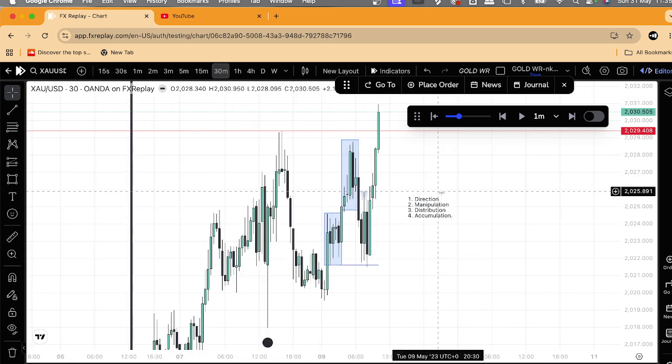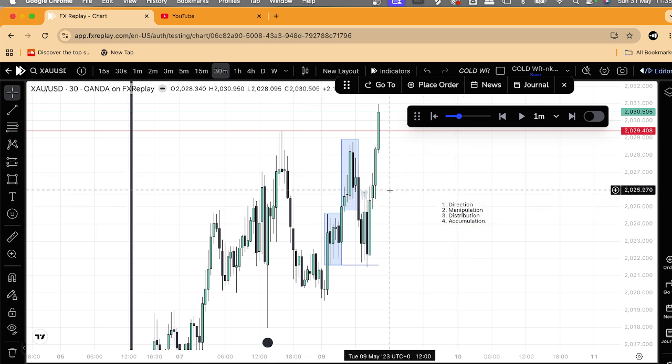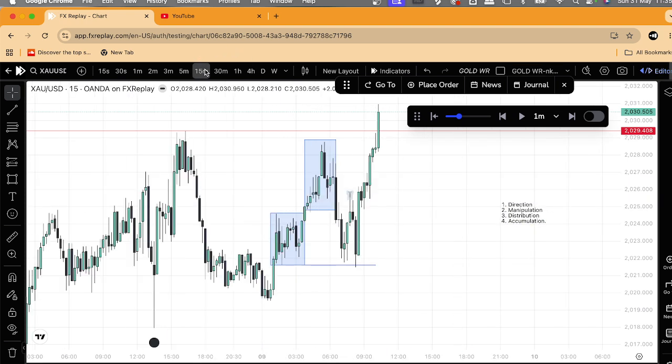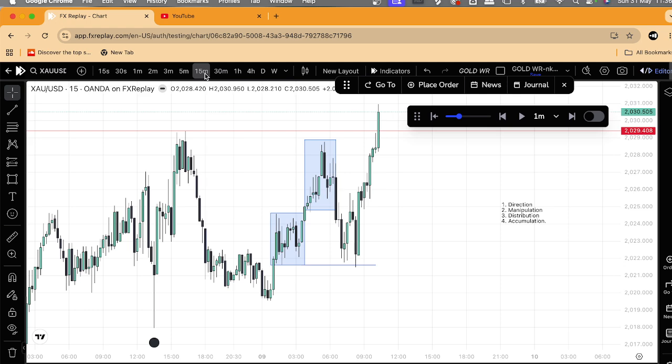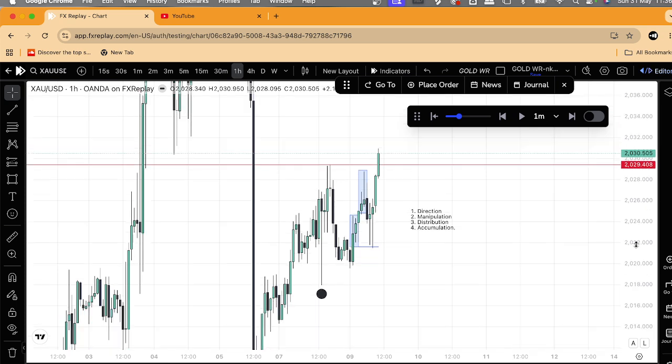I think it's not so important to get the perfect versions of these AMDs. It's more important to ask the questions as to why this AMD, why am I on the right side of this AMD coin, and what parts of it do I want to see to make me feel confident that we're going to reach the area that we're aiming for. So yeah, direction, manipulation, distribution, accumulation.